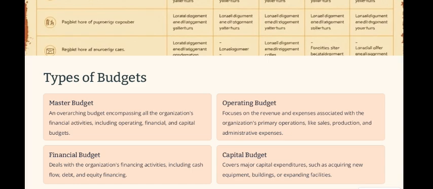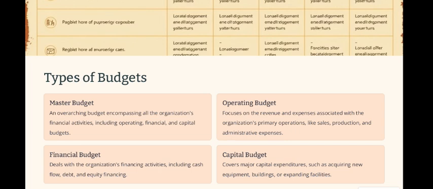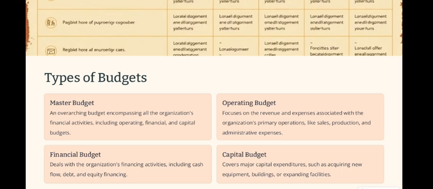Then financial budget deals with the organization's financing activities, including cash flows, debt, and equity financing. So in financial budget, they manage their expenses or their money as per their planning. So this budget mainly focuses on how much their debt increases, or how much amount they have to pay, or about the equity financing. Next one, that is capital budget.